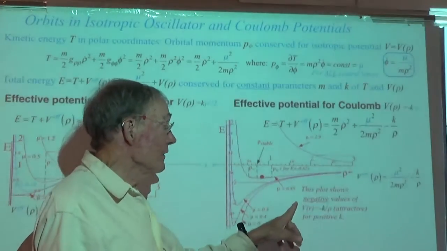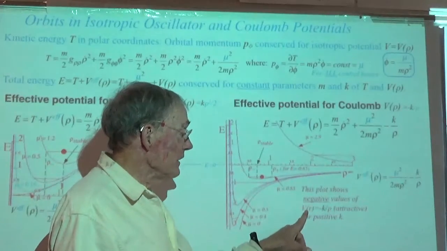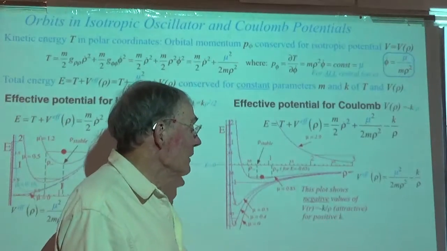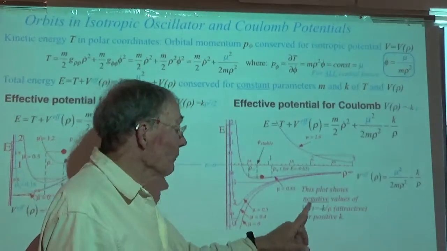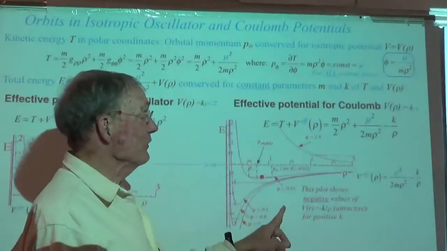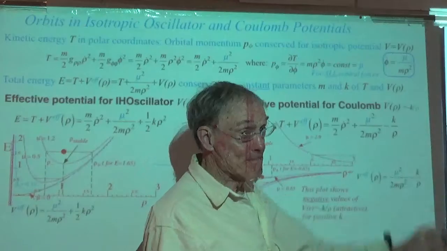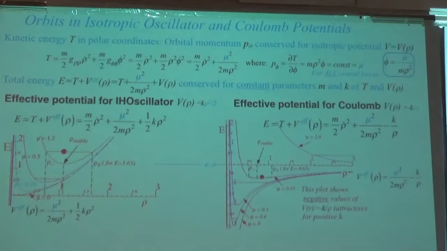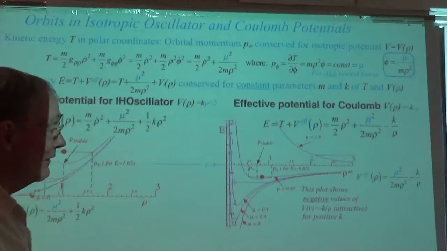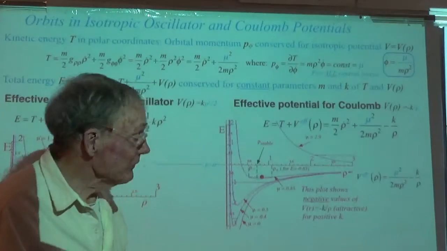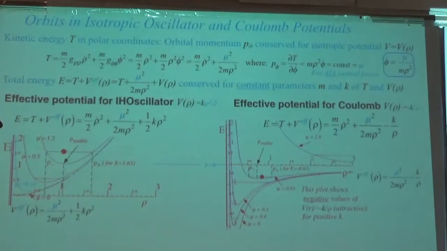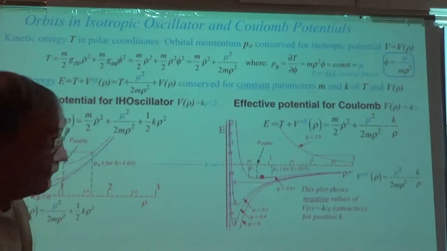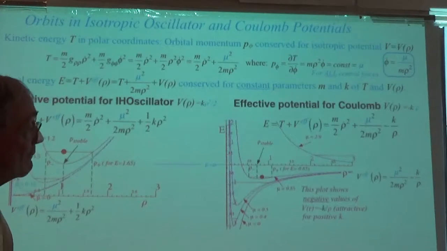In any case, this plot shows negative values of the potential, that is minus k over rho. That's attractive. And this is true for positive k. I have an explicit minus sign there. Okay. So we're dealing with the attractive side of Coulomb orbital mechanics here, and to do that, I have an explicit minus sign. So k itself is positive. Now, as soon as you make k negative, well, that's going to be a different kind of orbit. It's going to be an orbit that does not stick around ever.